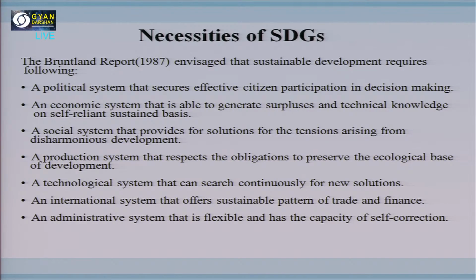Then the international system must be participatory, and it must promote healthy trade and financing between countries, and the administrative system should be flexible. So in order to attain the sustainable development goals, the economic system, social system, administrative system and political system should maintain a certain coherence, or adhere to certain principles, so that the sustainable development goals are attained.